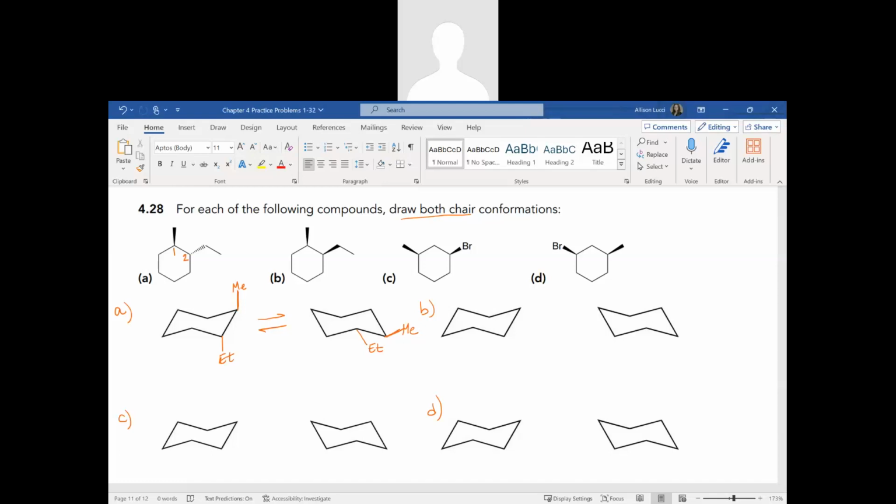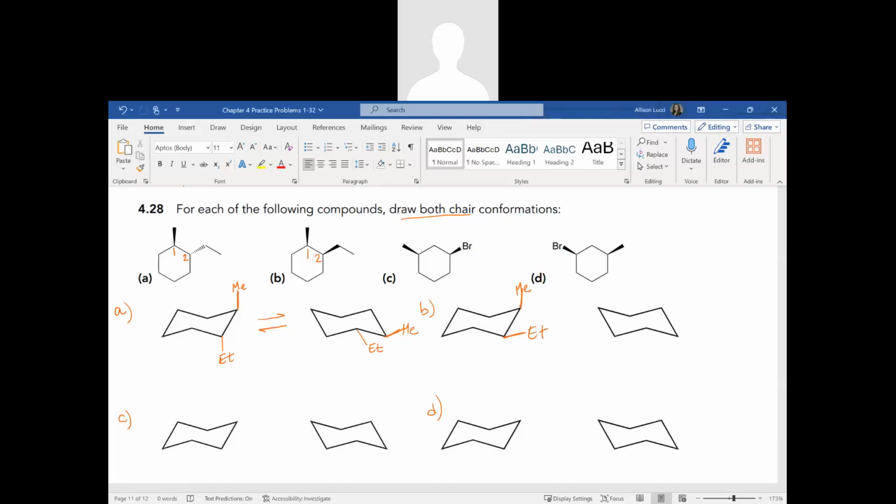So let's take a look at B here. So we have both of our substituents on a wedge. So both of these will then be pointing up. We see carbon 1, carbon 2. So let's go to my first chair here. We have a methyl substituted carbon here pointing up. And then we also need an ethyl group to be pointing up as well. So we'll see that that one would be in an equatorial position here.